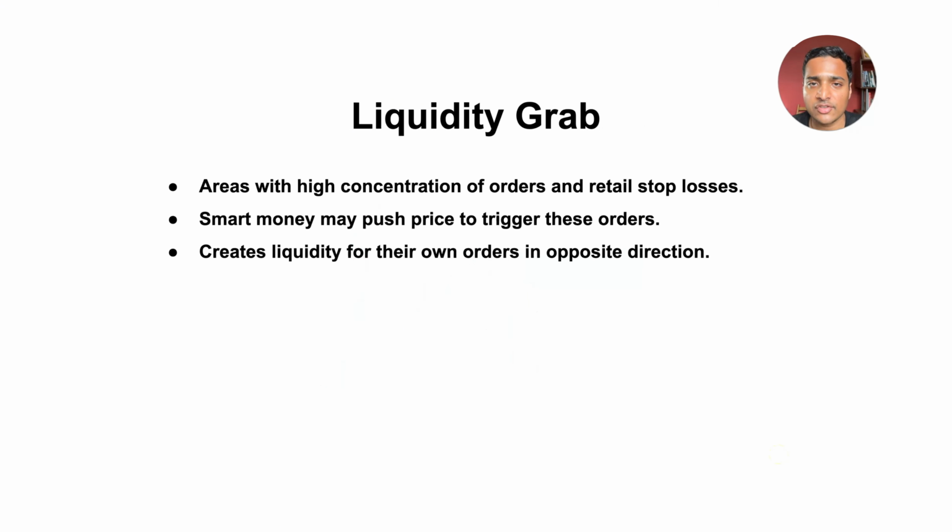Now that you understand imbalances, the final concept that I'm going to discuss is liquidity grabs, to help you trade alongside smart money and avoid getting stopped out of trades. Liquidity zones are areas with a high amount of orders and retail stop losses, and smart money may push price to trigger these orders, creating liquidity for their own orders in the opposite direction.